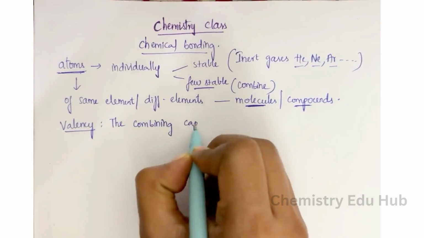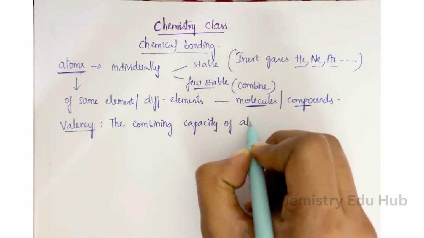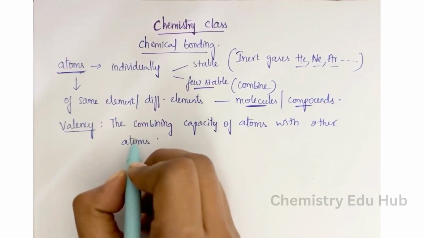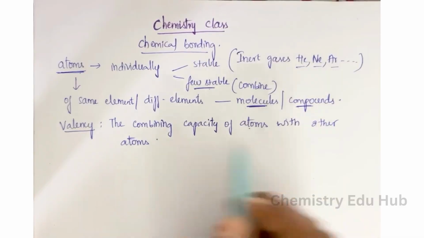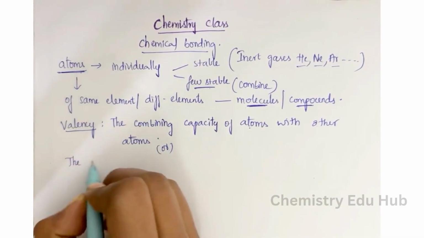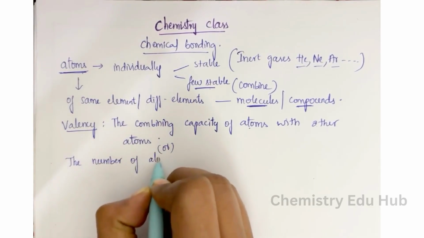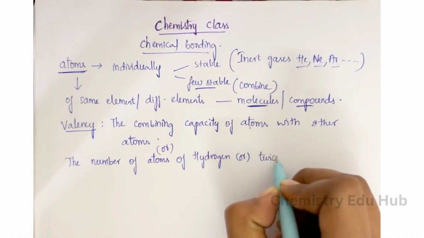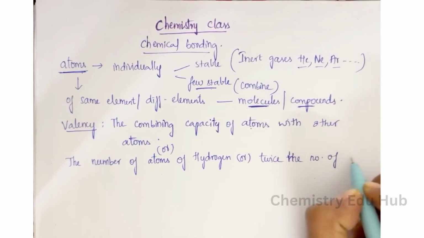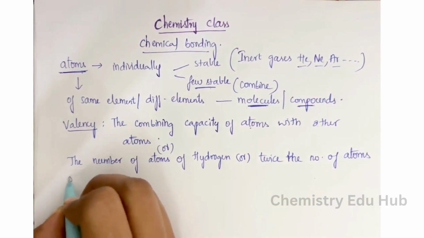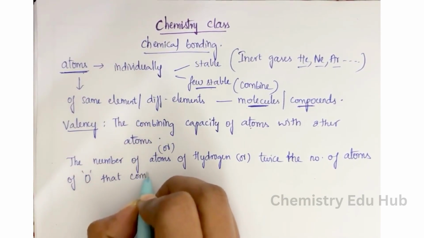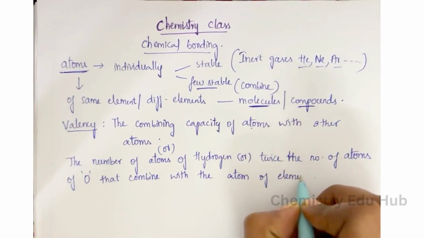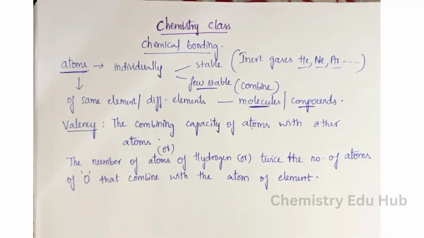The combining capacity of atoms with other atoms is called valency. Valency is defined as the combining capacity of atoms with other atoms. Or you can say the other definition is the number of atoms of hydrogen, or twice the number of atoms of oxygen, that combine with the atom of an element is called valency. So whichever is simple, you can learn that and write in the exam.